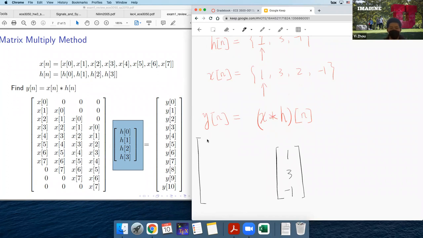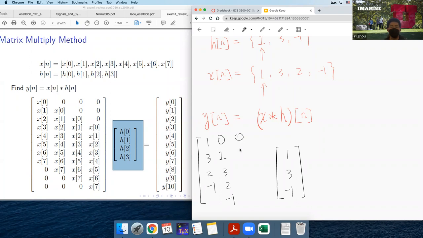For the first column, I start with the signal x[n] and list it into a column. Looking at the signal h[n], it has three entries, so I need to generate three columns in this big matrix. The way we generate these columns is to shift your first column downwards one by one. So in the second column, it is basically 1, 3, 2, -1 shifted downwards. So we have this one.